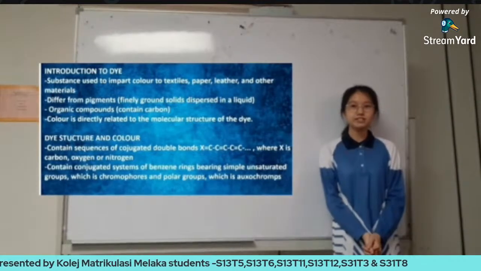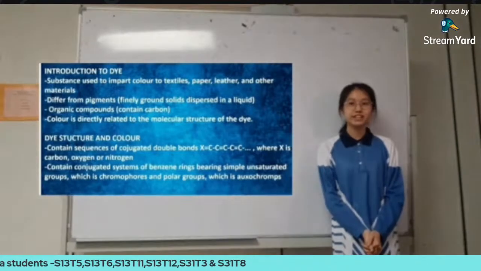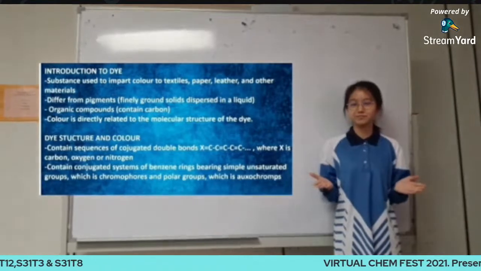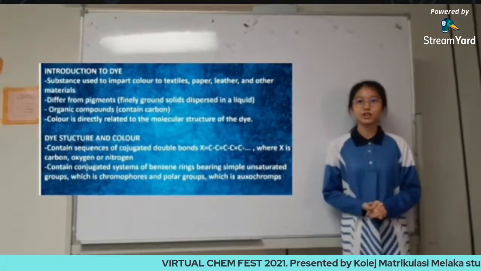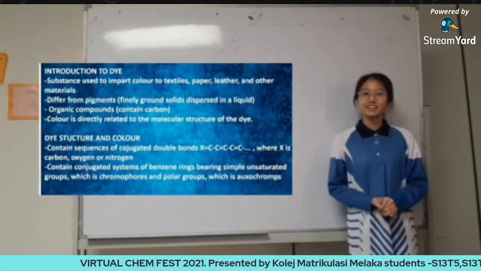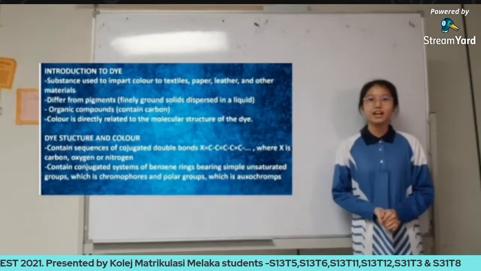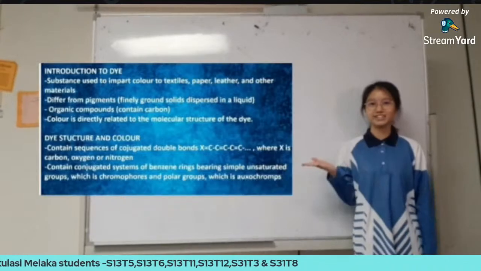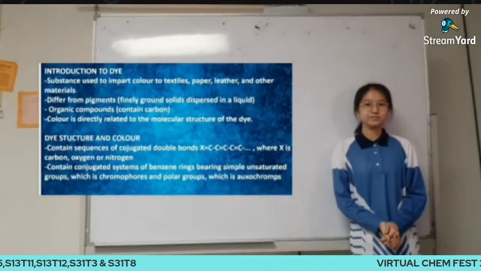Dyes differ from pigments, which are finely ground solids dispersed in a liquid. Dyes are organic compounds as they contain carbon. Color is directly related to the molecular structure of the dye. Next, let's talk about the dye structure and colors. Dyes contain sequences of conjugated double bonds, like this, where X is carbon, oxygen, or nitrogen.